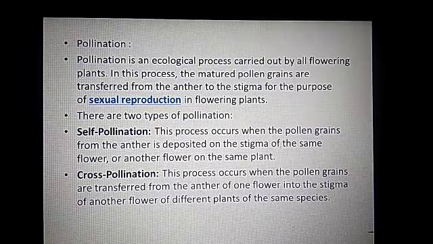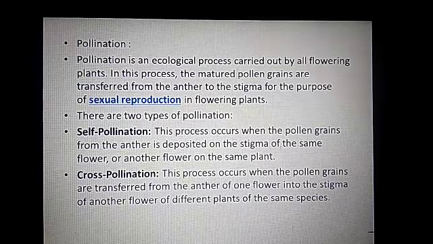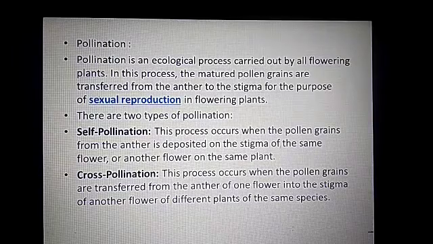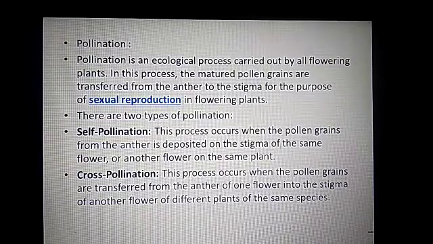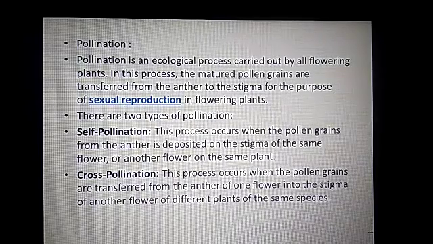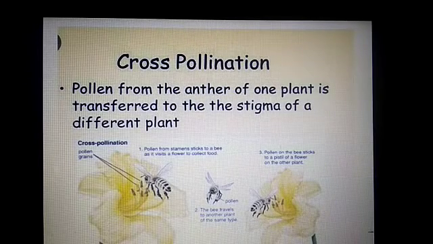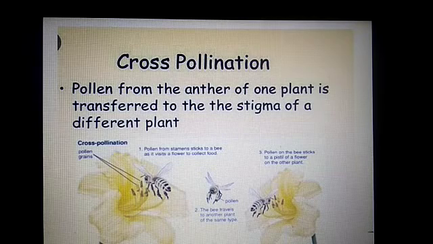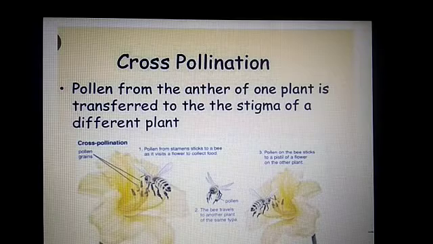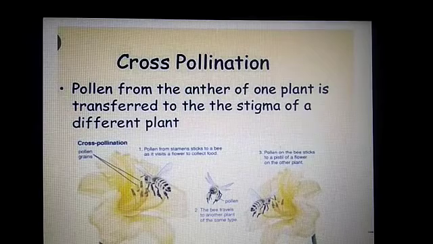Cross-pollination takes place through agents, which are insects or wind. Cross-pollination occurs when the pollen grains are transferred from the anther of one flower to the stigma of another flower of a different plant of the same species. See here, you can see the cross-pollination. Pollen from the anther of one plant is transferred to the stigma of a different plant through insects. See, insects are carrying the pollen grains.